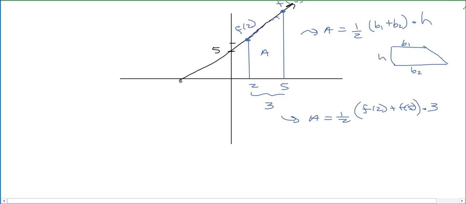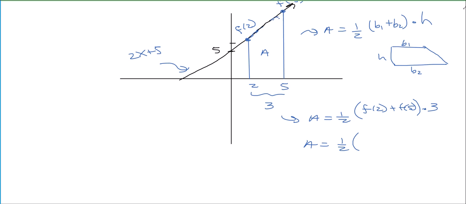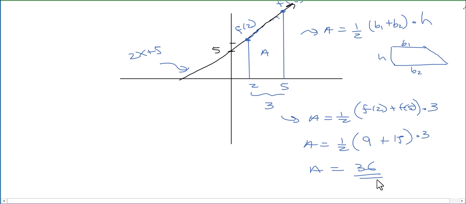So our function is 2x plus 5. So what is f of 2? Just plug in 2, so 2 times 2 is 4 plus 5, so 9, and then plus f of 5, 2 times 5 is 10 plus 5, 15, and then times 3. So what is this? This is going to give us 9 plus 15 and then times 3 and then divided by 2. So this gives us 36 as well.